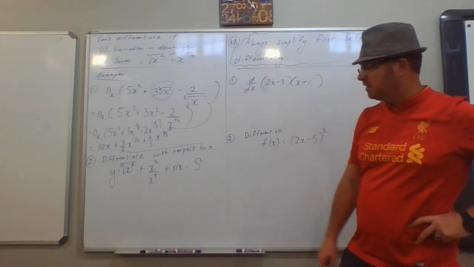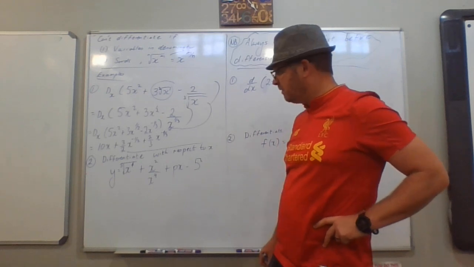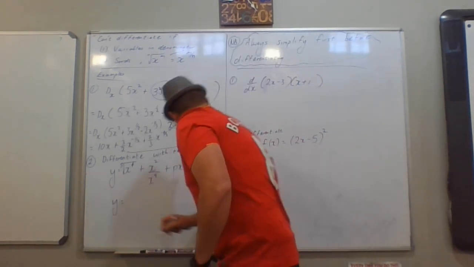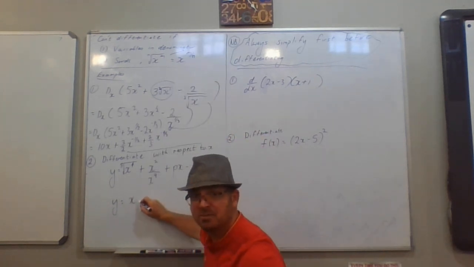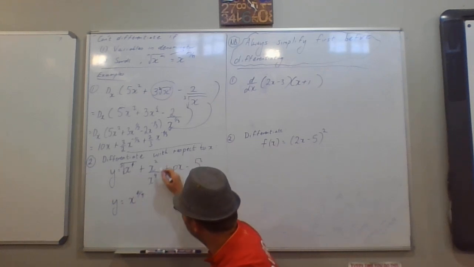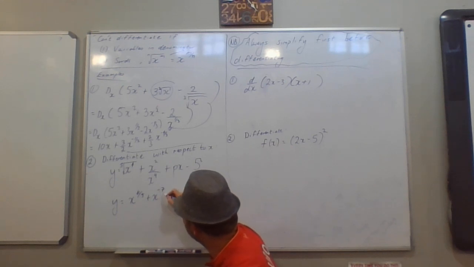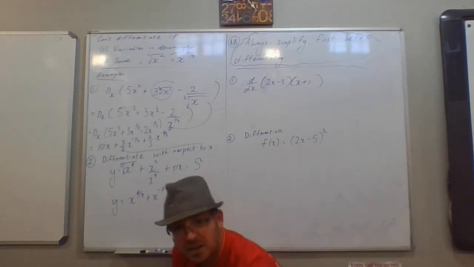So the first problem is we've got surds with variables in the denominator, so the whole thing is not in differentiable form. So you're going to have y is equal to x to the 4 over 5, x squared over x to the 9, you subtract the exponents, it's going to be x to the negative 7, plus px minus 5. So now it is in differentiable form.